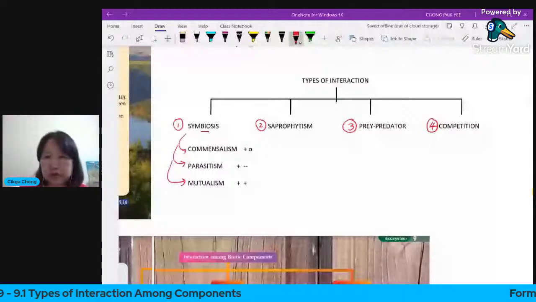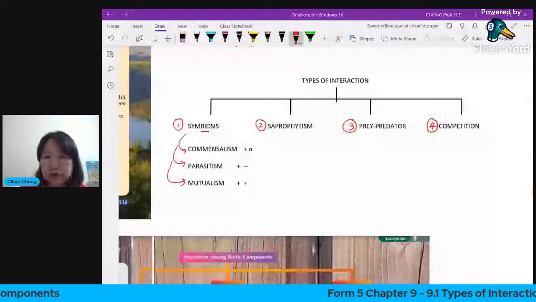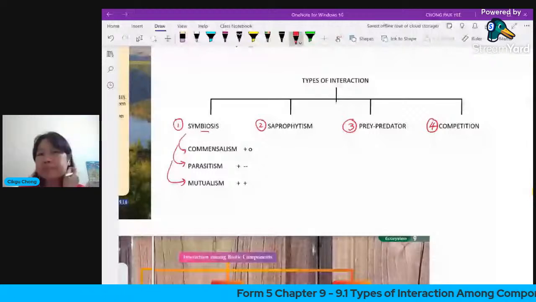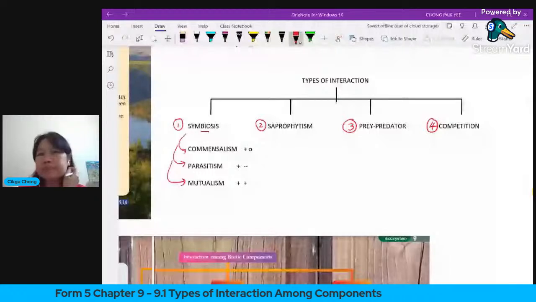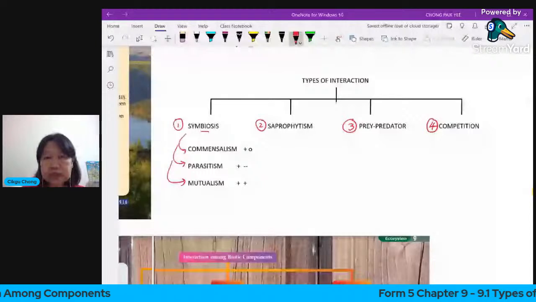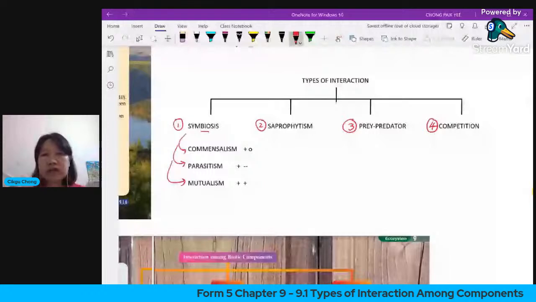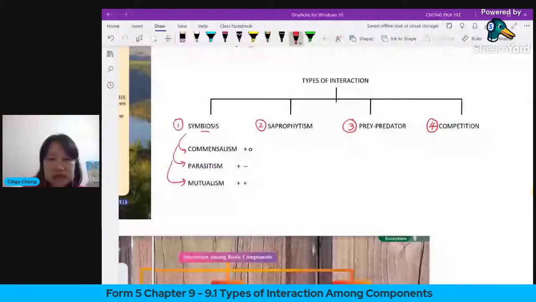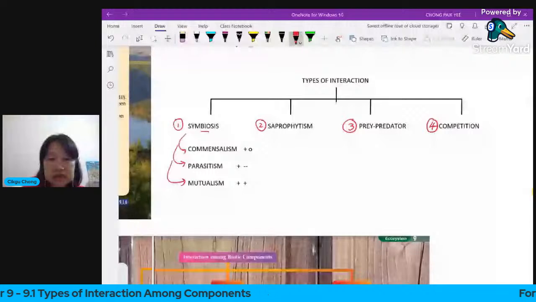Okay, so symbiosis has got 3 different types, depending on the benefits or advantages that they get from each other. First one is called commensalism. I'll go through it in detail later. I just want to give you the overview, the overall picture, what you're going to learn and how I do things. Then parasitism and mutualism. So these 3 are under symbiosis.